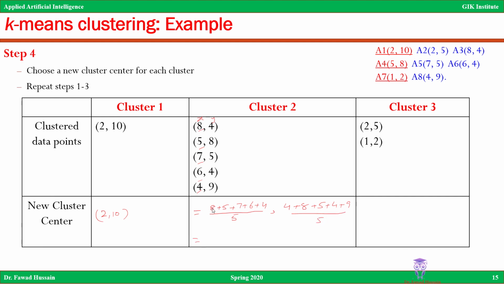So this is 8 plus 5 is 13 plus 7 is 20, 26 and 30. So 30 divided by 5 is 6, and then 4 plus 8 is 12, and then 17, 21, and this is again 30, and this is going to be 6. So this is my new C1, this is my new C2, and here I have (2 plus 1) divided by 2 and (5 plus 2) divided by 2. So this is going to be 1.5 and 3.5. So this is my new C3. So 2, 10, 6, 6, 1.5, 3.5.